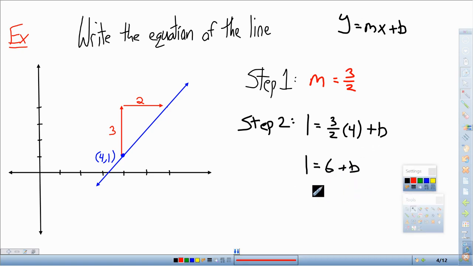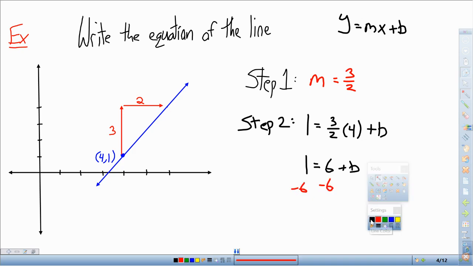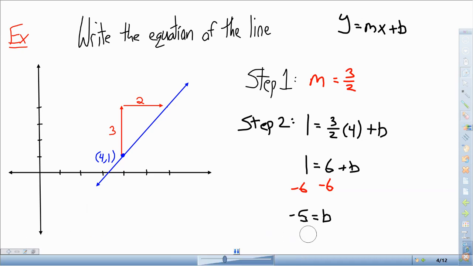And I'm kind of looking forward. I actually kind of guessed the answer on this one. When I go to solve for b and subtract 6, 1 minus 6, I'm going to get a -5 for my b value, which I was just kind of looking at it and it looked like, oh yeah, maybe it does cross down here at -5. That was just a good guess. But now we're certain our y-intercept is -5.